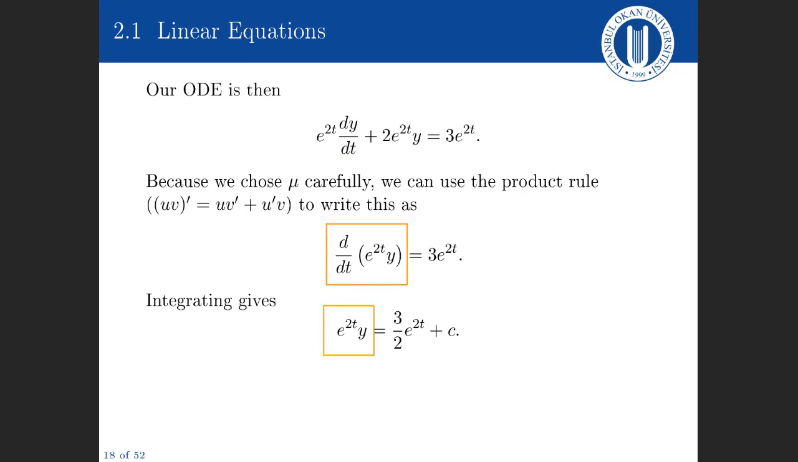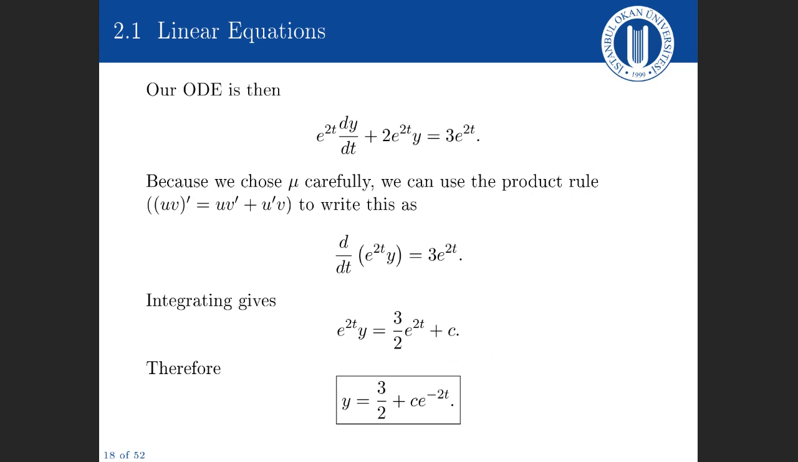The integral of the derivative of e to the power 2t y is just e to the power 2t y. That's easy. When we integrate, we just delete the derivative. And on the right-hand side, again, an easy integral. The integral of 3e to the power 2t is 3 divided by 2 e to the power 2t. And because we're integrating, we have to add on a constant.